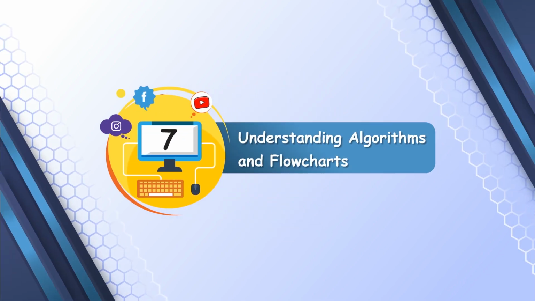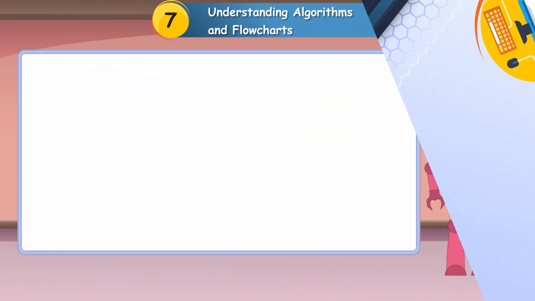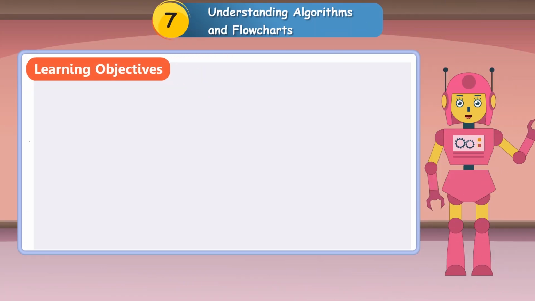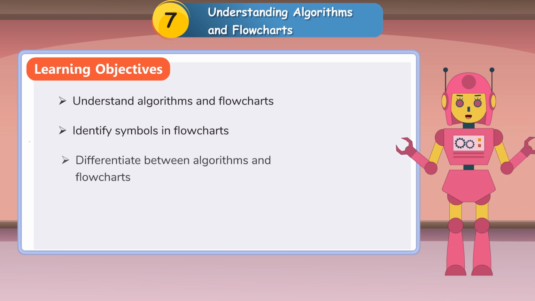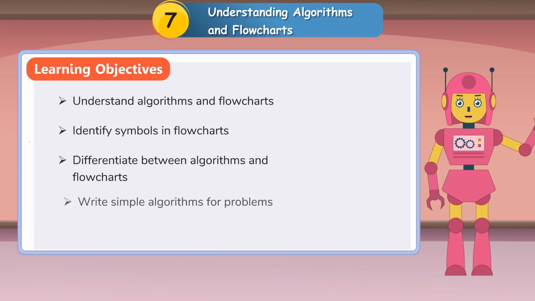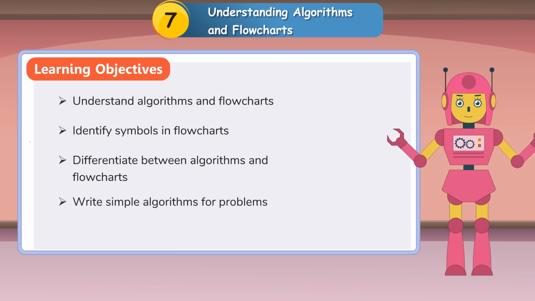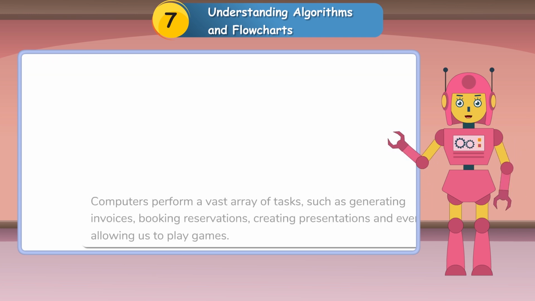Chapter 7: Understanding Algorithms and Flowcharts. Learning Objectives. Understand algorithms and flowcharts. Identify symbols in flowcharts. Differentiate between algorithms and flowcharts. Write simple algorithms for problems.